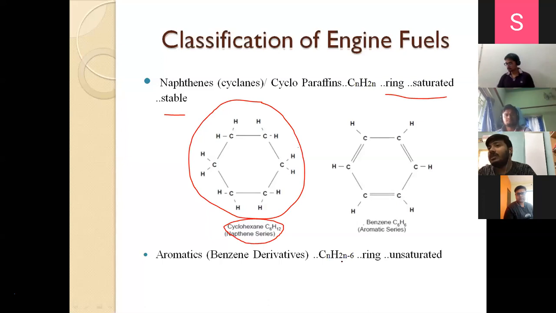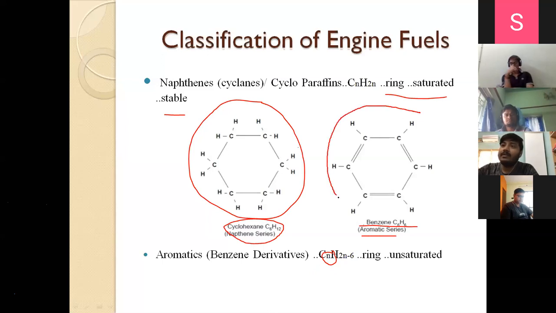It is mostly benzene derivatives. You know that benzene has the formula C6H6. The number of carbons is 6. So if we put 6 in this N, it will come C6H12 minus 6, that means H6. So the formula of benzene is C6H6. It is an aromatic compound and the structure is ringed. You can see the structure is ringed.